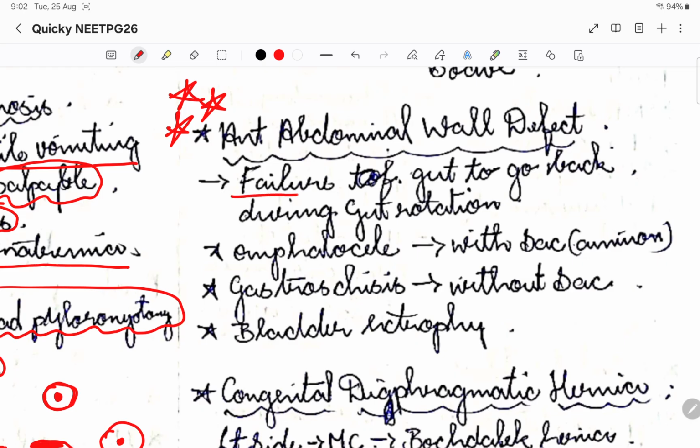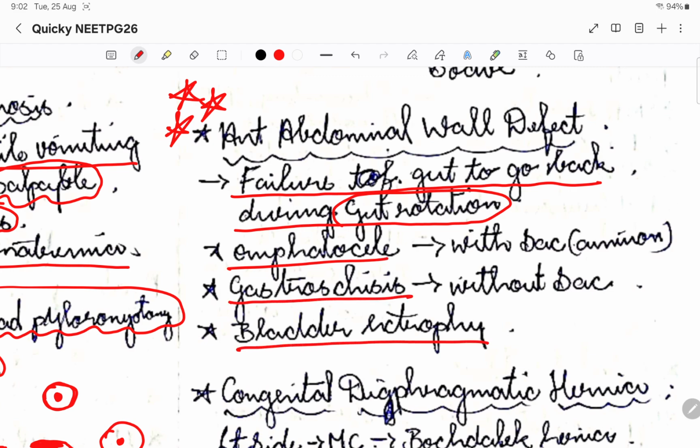But what happens is, the failure of the gut to go back during gut rotation will lead to an anterior abdominal wall defect. That is, there are three types: omphalocele, gastroschisis, and bladder exstrophy. Okay, so please remember, these are certain abnormalities with respect to the anterior abdominal wall.